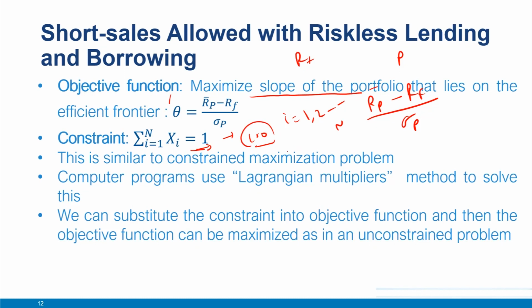This is a constrained maximization problem, and one can use computer programs with Lagrangian multipliers to solve this. However, there is an easier way to solve this problem by substituting this constraint into the objective function and making this an unconstrained problem of maximization. Let's see how it is done.